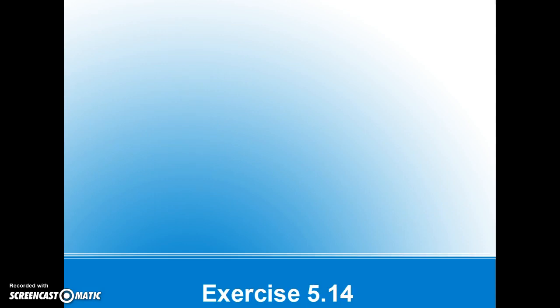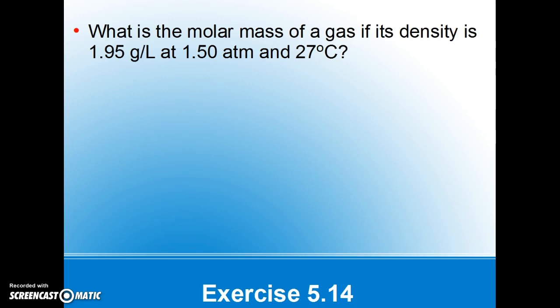This is exercise 5.14 from one of the textbooks that we refer to. So we ask the question, what is the molar mass of a gas if its density is 1.95 grams per liter at 1.50 atmospheres and 27 degrees Celsius? If you'd like to practice this, you can turn off the video and then come back and see how it's solved.